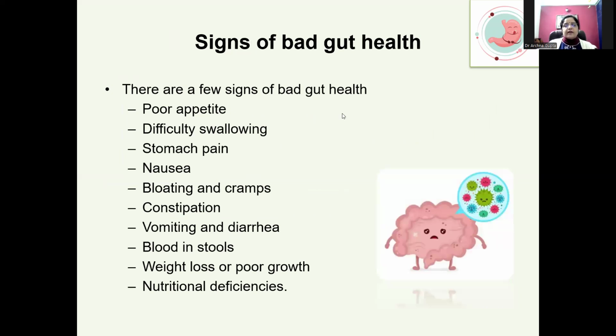Signs of bad gut health. So now we have discussed some of the diseases. Now we come to how you can check whether your gut is not healthy. So the few signs are poor appetite, difficulty in swallowing, stomach pain, nausea, bloating, cramps, constipation, vomiting and diarrhea, blood in the stool, weight loss or poor growth, and nutritional deficiency. Many times we have seen that a deficiency is there, but you never think of it as a sign of a bad gut.